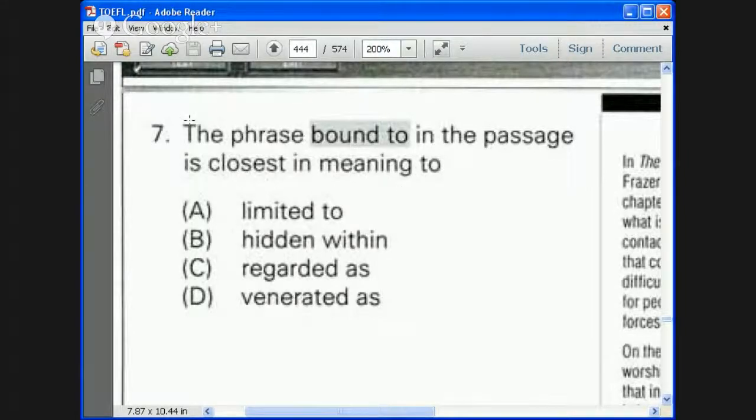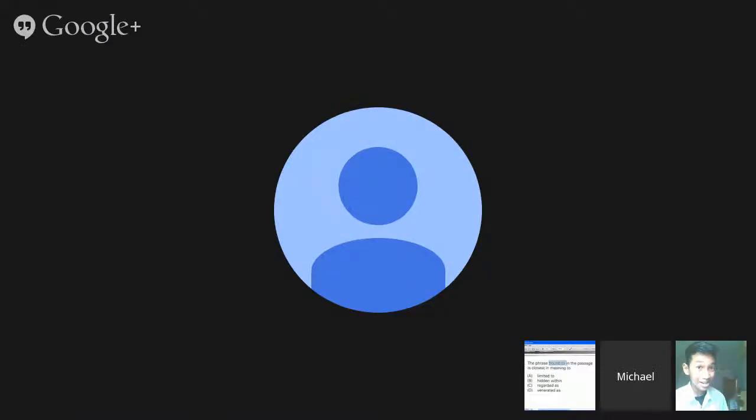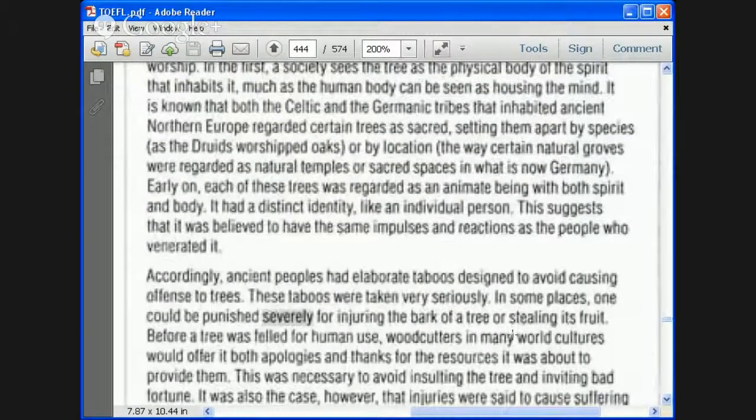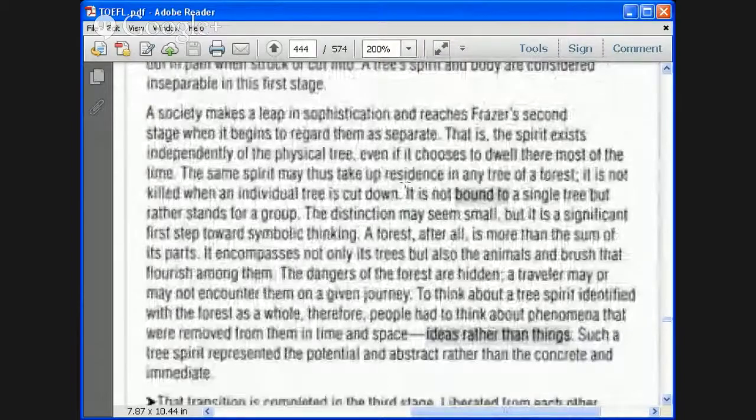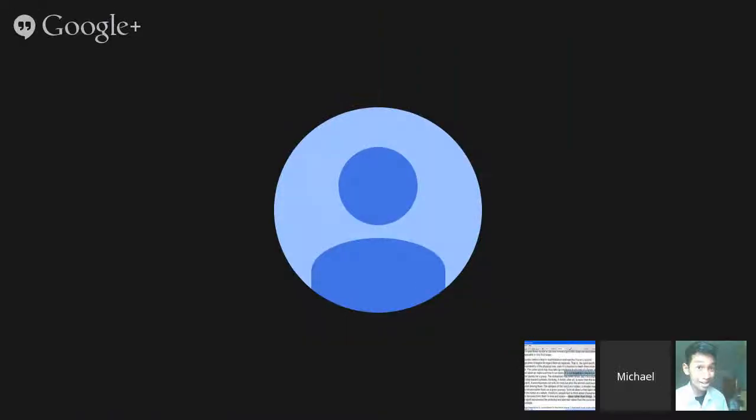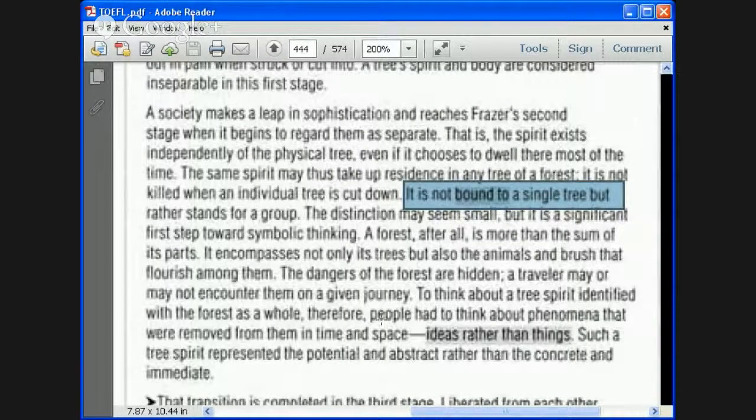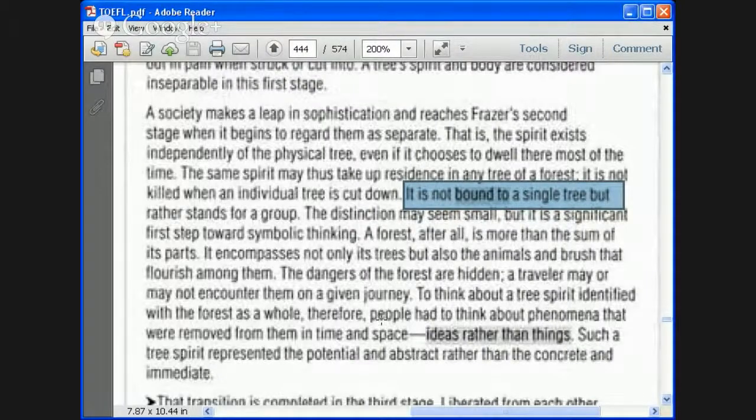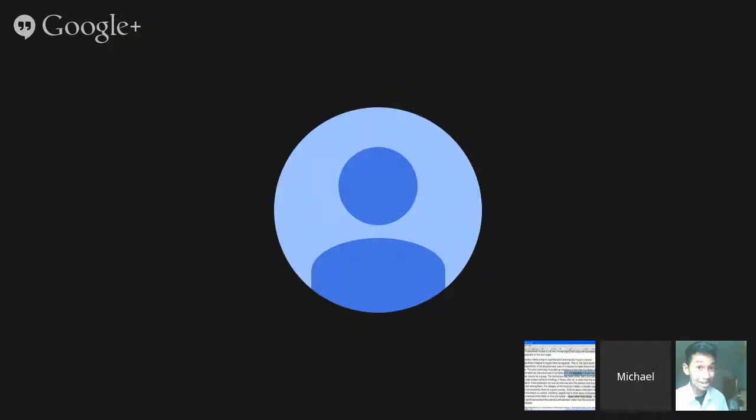Okay, Michael. The phrase "bound to" in the passage is closest in meaning to... here it is. I'm reading the sentence from the beginning. It is not killed when a real tree is cut down. It is not bound to a single tree, but rather stands for a group.